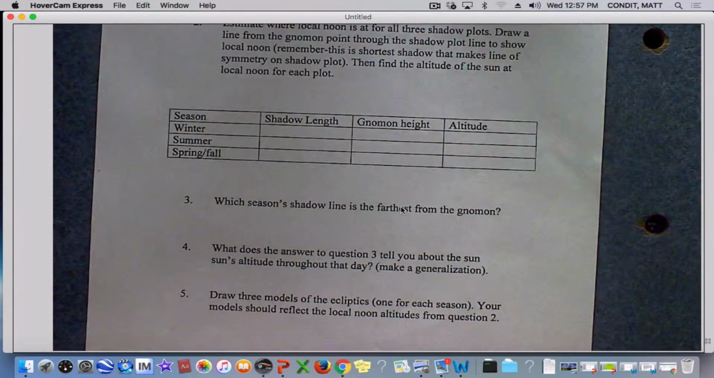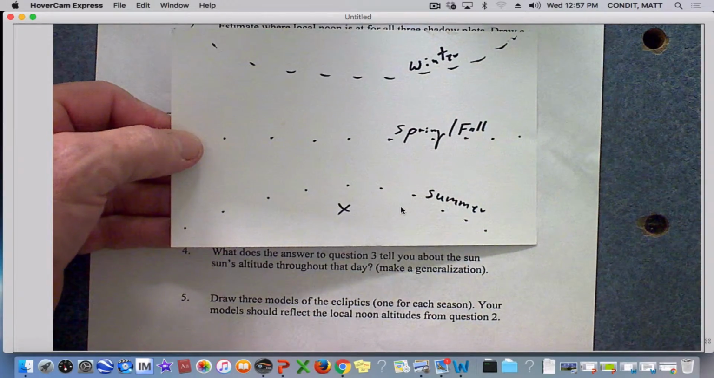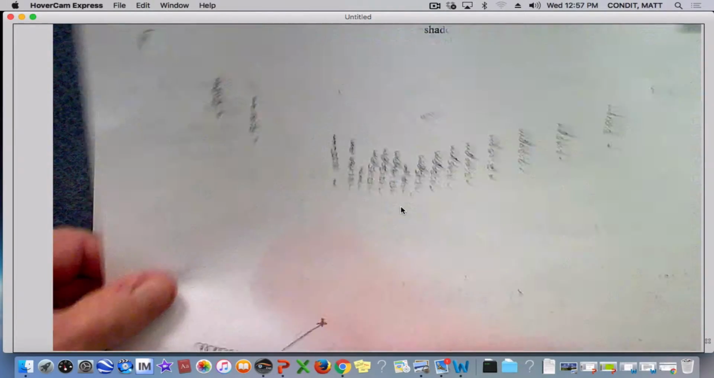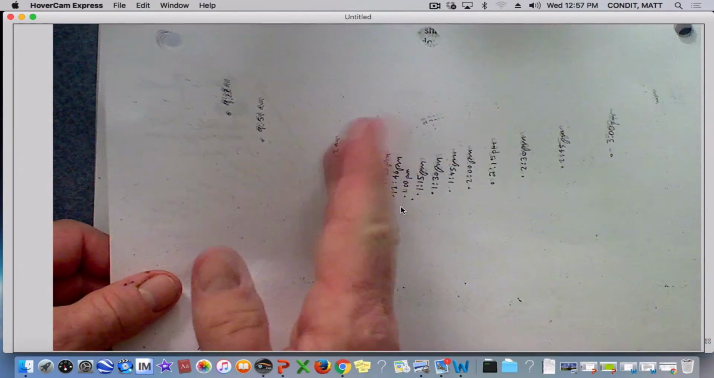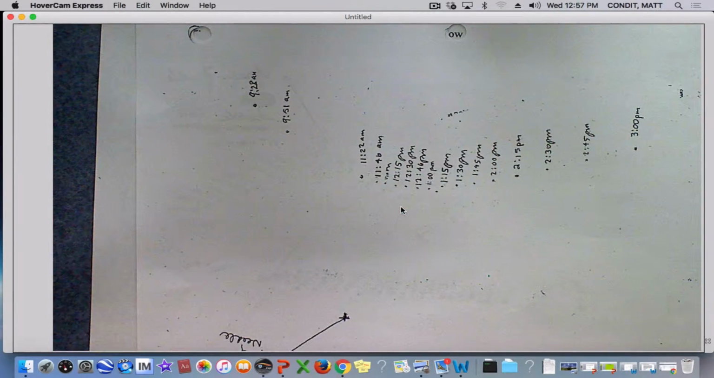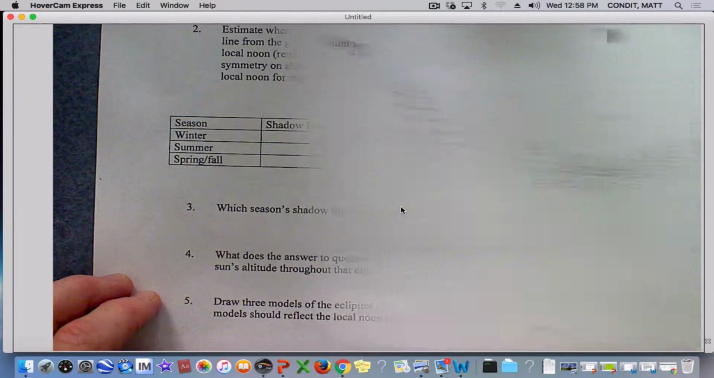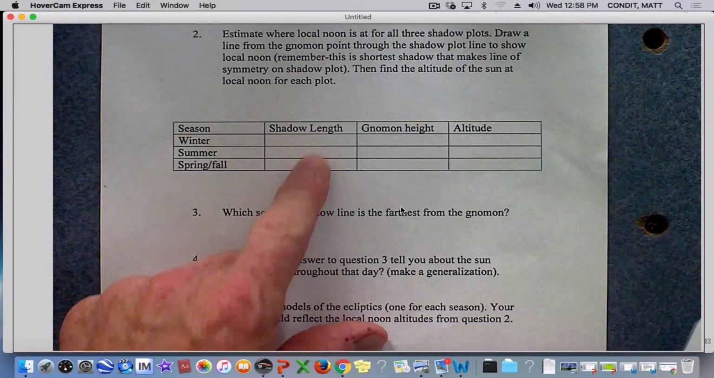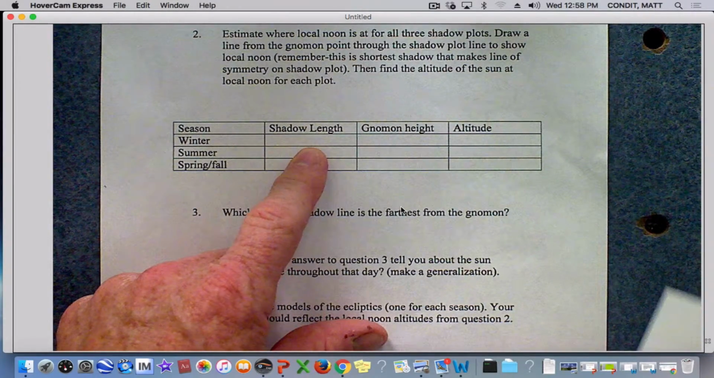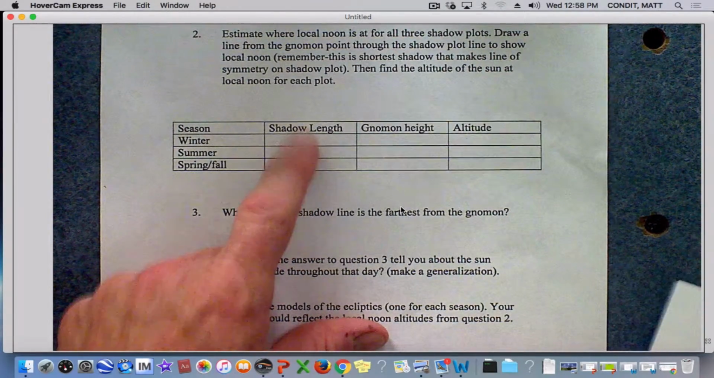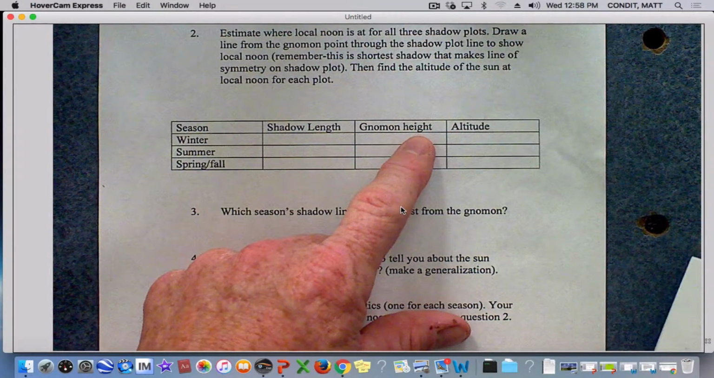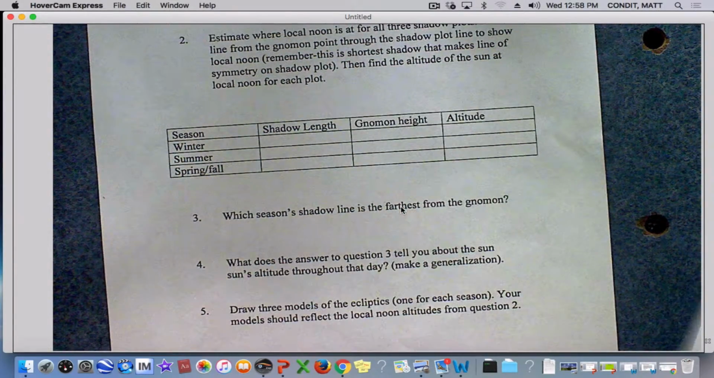But the key is to identify the shadow plot from the season. Do that based on what we see from this card that we did. And then find where local noon is. That's the line that when we fold it, the sides of the shadow plots line up. And then finally, go ahead and measure along from the gnomon to the shadow line. That gives you this length. Then the gnomon height is written on the page. You draw a triangle and you find the altitude.